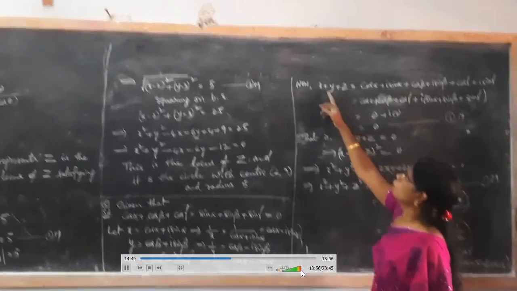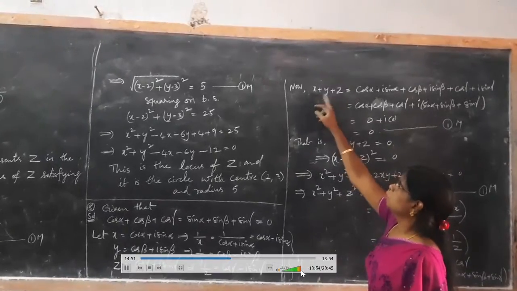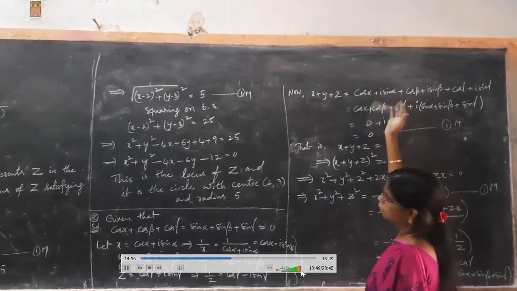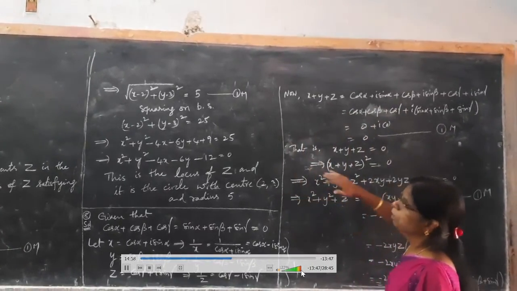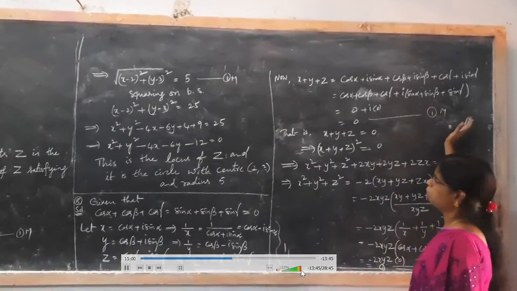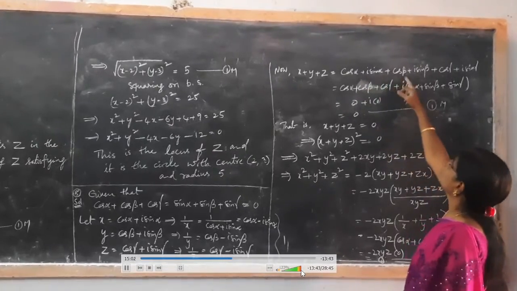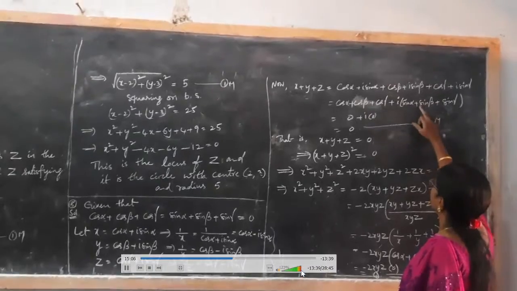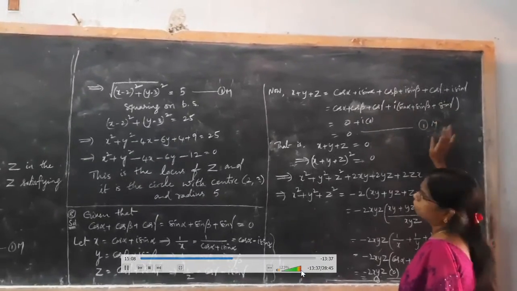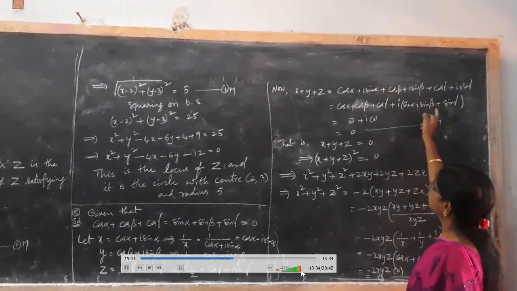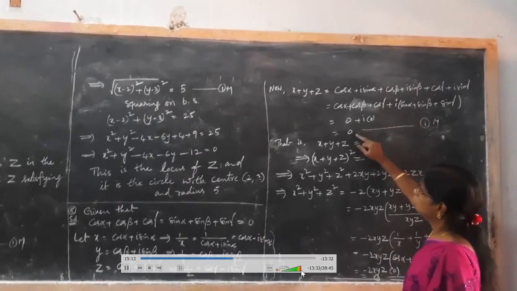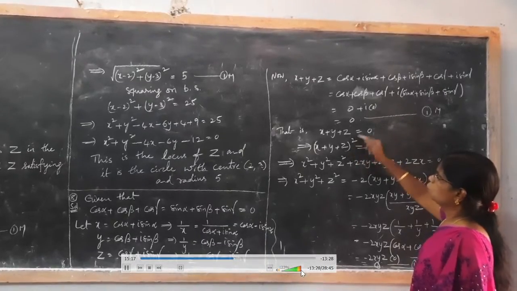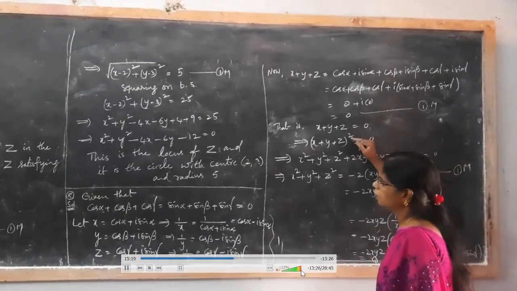So I'm adding all the three numbers: x plus y plus z is equal to this. When adding complex numbers, all the real parts get added, and likewise the imaginary parts. So cos alpha plus cos beta plus cos gamma plus i into sin alpha plus sin beta plus sin gamma. Okay, this is 0 plus i 0. We got 0, so x plus y plus z equals 0.